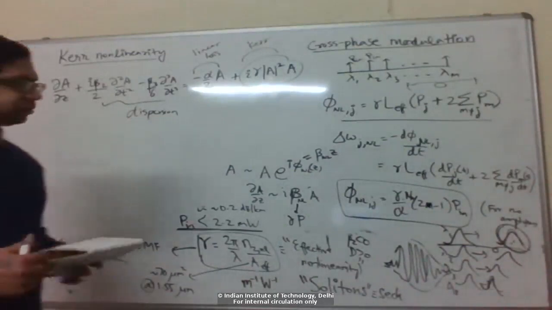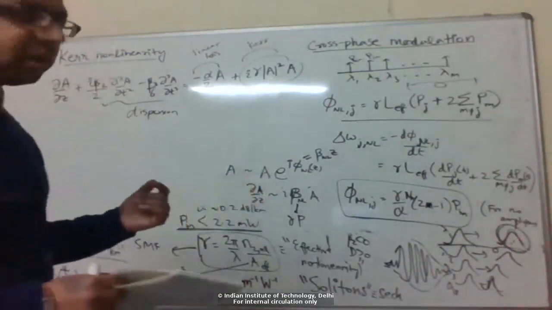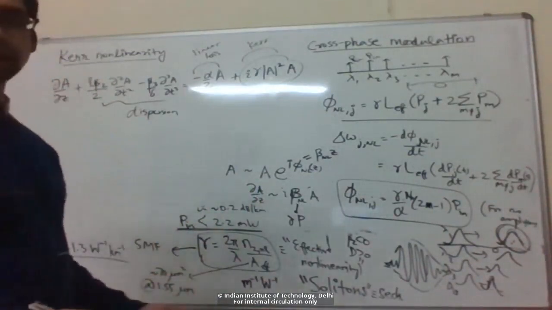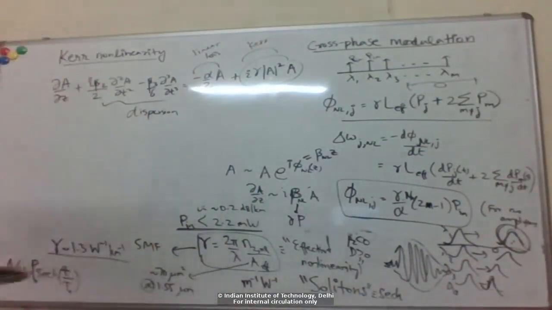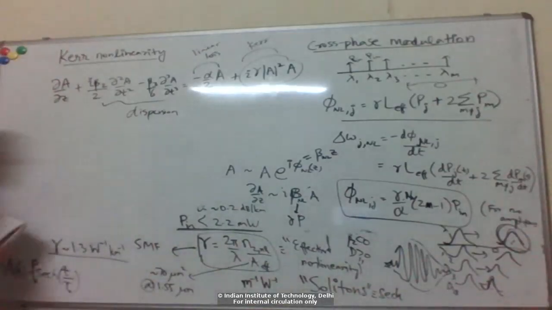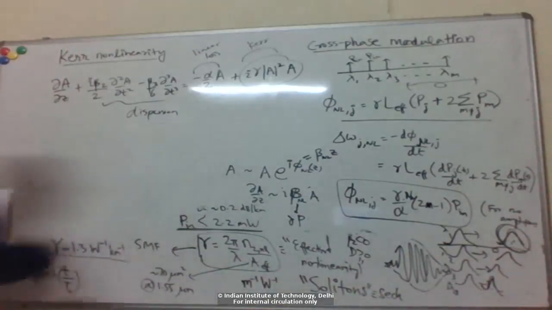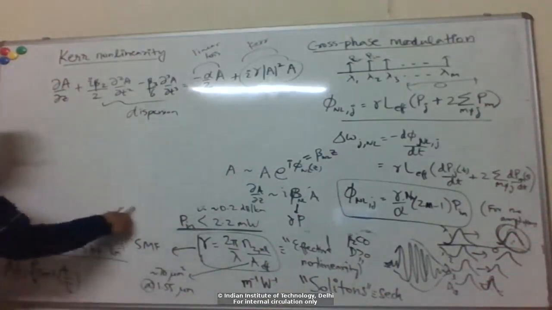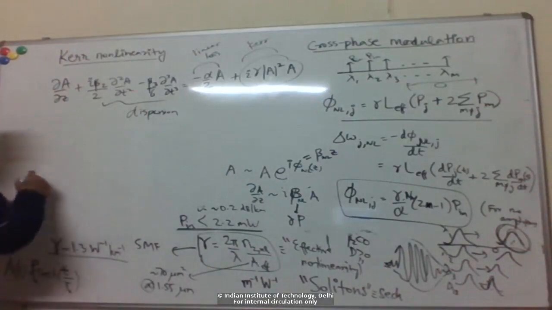So this phase modulation, or Kerr effect, can also be used to build certain all-optical devices. For example, in the communication case, of course, we are treating this as a problem which is distorting our signal, but it can actually be used to build some useful devices.